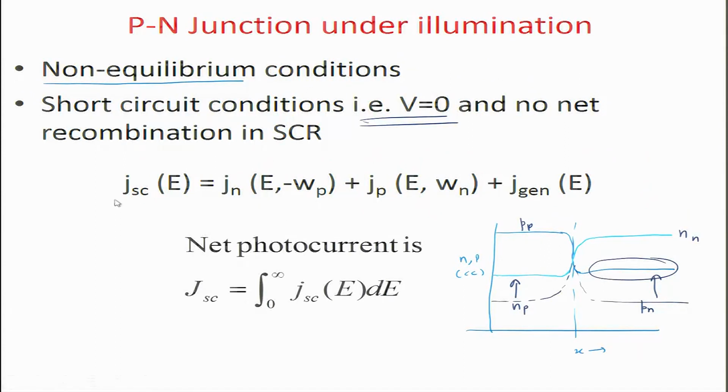So essentially, if I go to now previous slide, we are saying that short circuit condition means V is equal to 0. There is no net recombination in space charge region. The JSC is equal to Jn at minus Wp plus Jp at Wn plus J generation current. This generation current will start dominating, and the net photo current is now equal to integration from 0 to infinity. So, you can do it from 0 to infinity, although you can do it from Eg to infinity also. So, this is JSC for a spectral current, you need to integrate for all the energies.